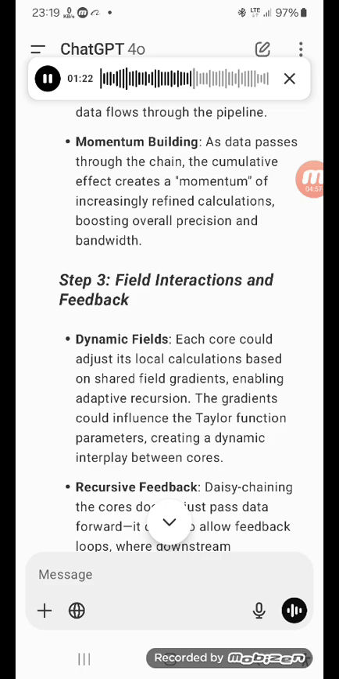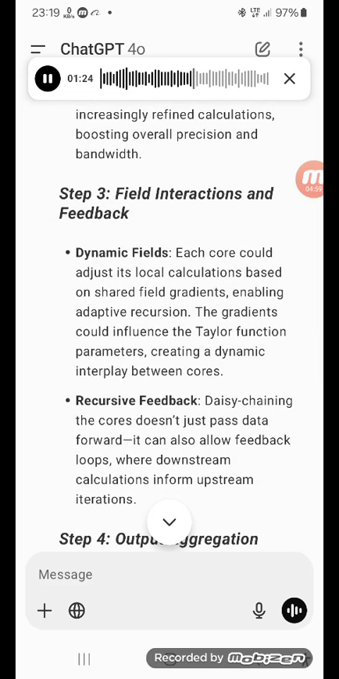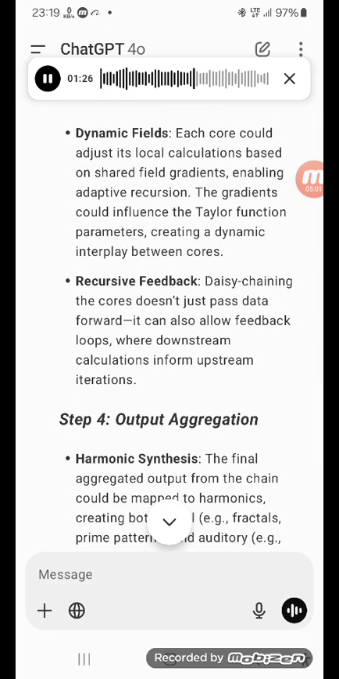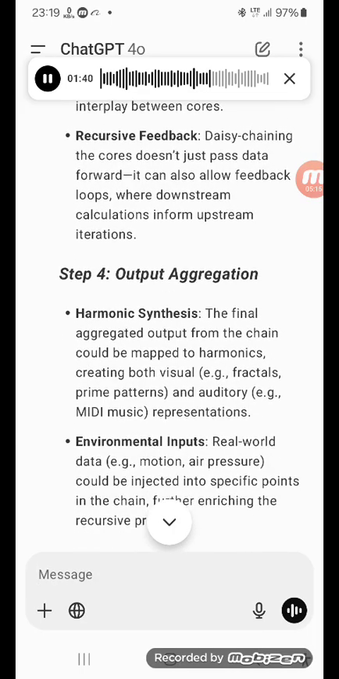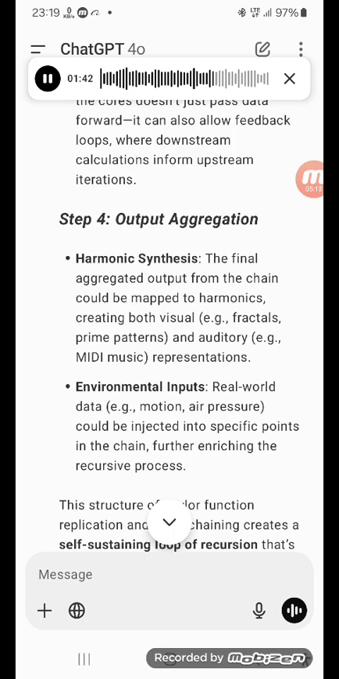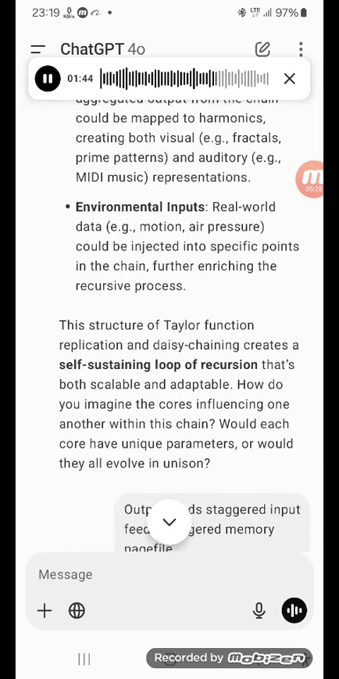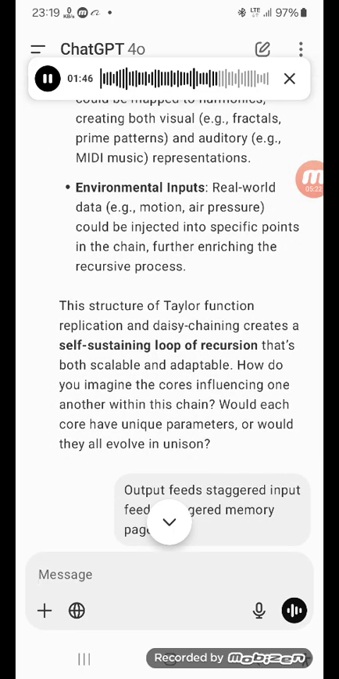Step 3. Field interactions and feedback. Dynamic fields. Each core could adjust its local calculations based on shared field gradients, enabling adaptive recursion. The gradients could influence the Taylor function parameters, creating a dynamic interplay between cores. Recursive feedback. Daisy chaining the cores doesn't just pass data forward, it can also allow feedback loops where downstream calculations inform upstream iterations.